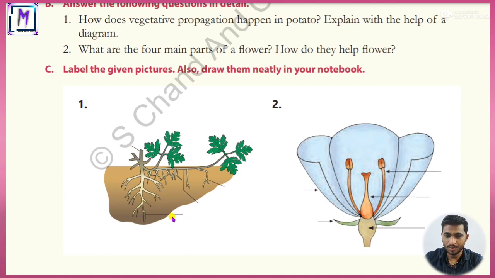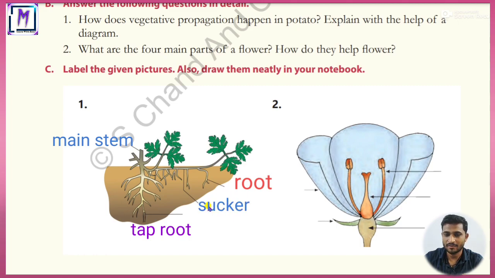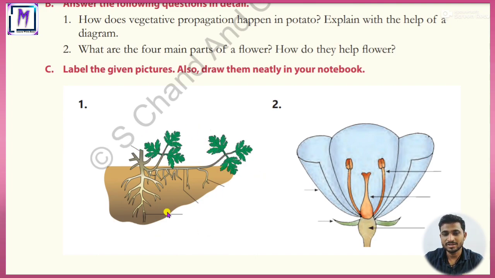Horizontal stem is growing there, this is the sucker, and this is the main stem. Then this one is the taproot, as it is at the tip of the root. Then the horizontal stem is called the sucker, and this is the root of that sucker. So we have to name them as root, sucker, taproot and main stem, right? So draw this diagram in your notebook well and label it well.